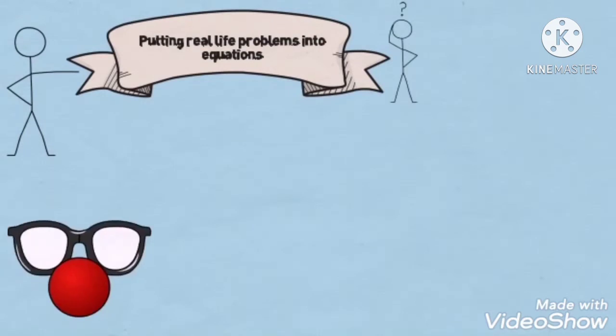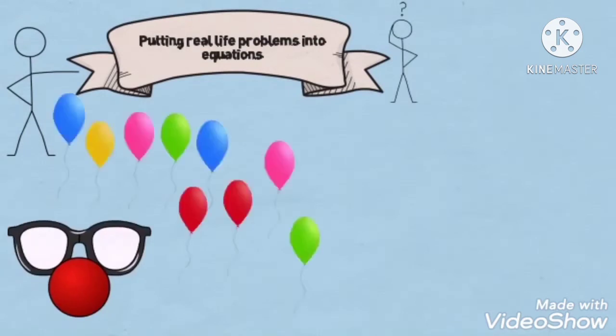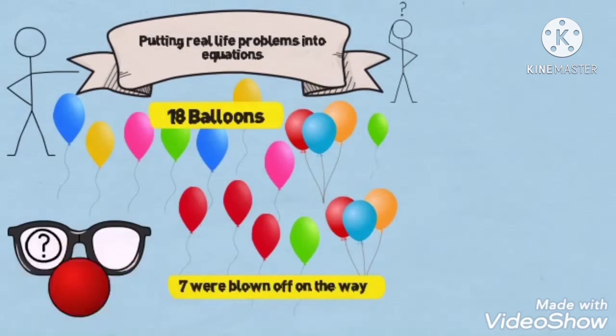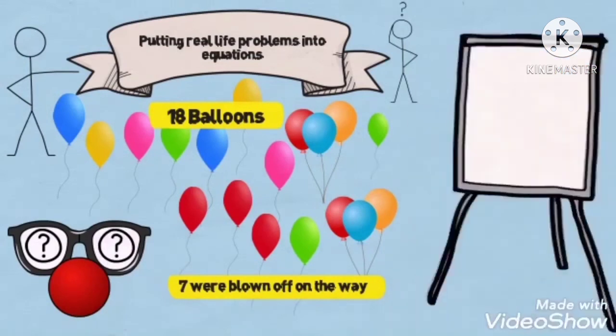A clown was invited to perform at a birthday party. The clown arrived at the party with 18 balloons. On the way to the birthday party, 7 balloons got blown away. So how many balloons did the clown have in the beginning? Algebra helps us arrive at an answer.